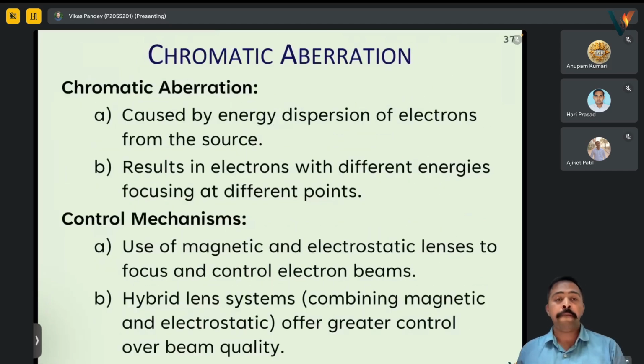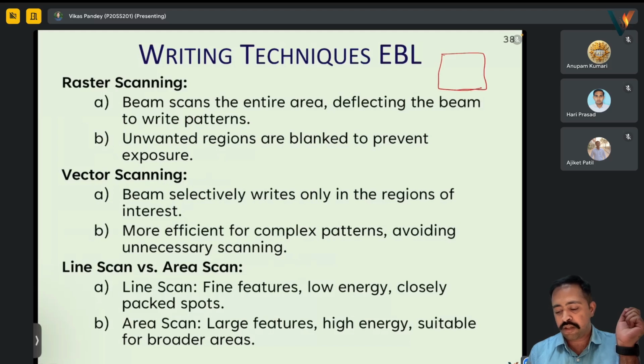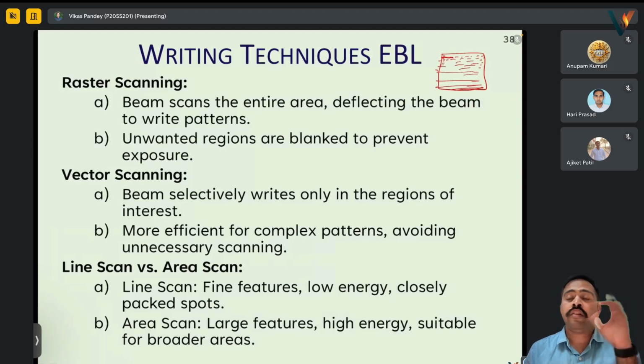Then what are the scanning techniques, that is, how is it written on the substrate in EBL? One is raster scanning, that is, the beam scans the entire area. If this is the substrate, it will start from here point by point like this, then again the second line, third line, fourth line, and so on till the end. This is raster scanning.